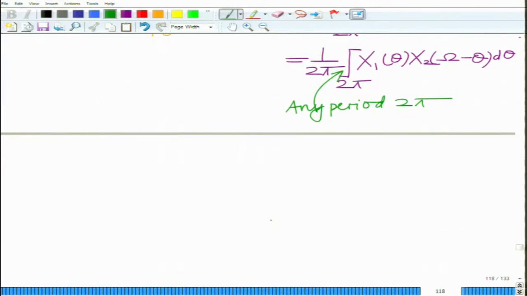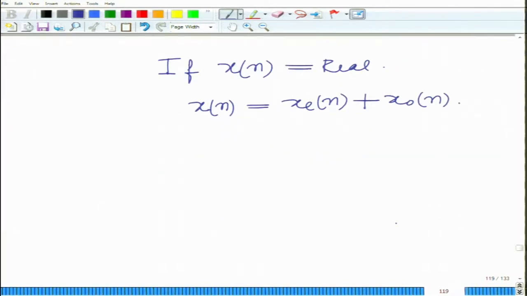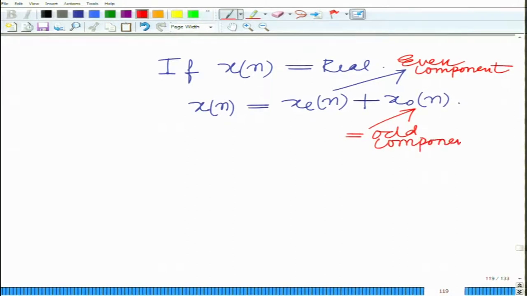Now, some other properties. If x[n] is real, let us consider a real signal, then I can always express a real signal as the sum of even and odd components. This is the even component x_e[n], and this is the odd component x_o[n]. We have already seen that you can always do this: the even component of a signal is (x[n] plus x[minus n]) by 2, and the odd component is (x[n] minus x[minus n]) by 2. We can always do this for any real signal.